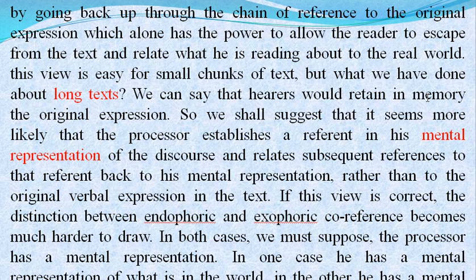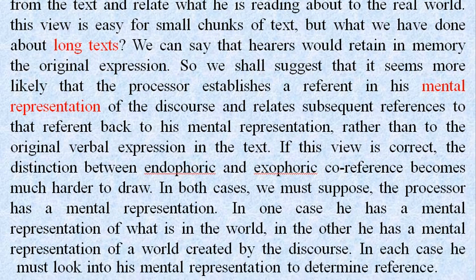Okay, so we suggest that it seems more likely that the processor establishes a referent in his mental representation of the discourse and relates subsequent references to that referent back to his mental representation rather than to the original verbal expression in the text. So if you have a long text, it's difficult to come back to find a reference of the pronoun. So we should save the reference in our mind, in our memory. So if we see a pronoun, we come back to that mental representation, not the real verbal expression. If this view is correct, the distinction between endophoric and exophoric coreference becomes much harder to draw.